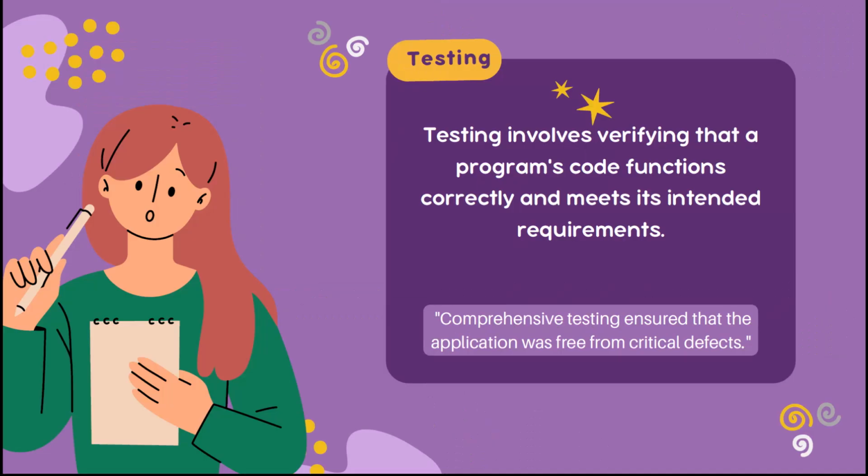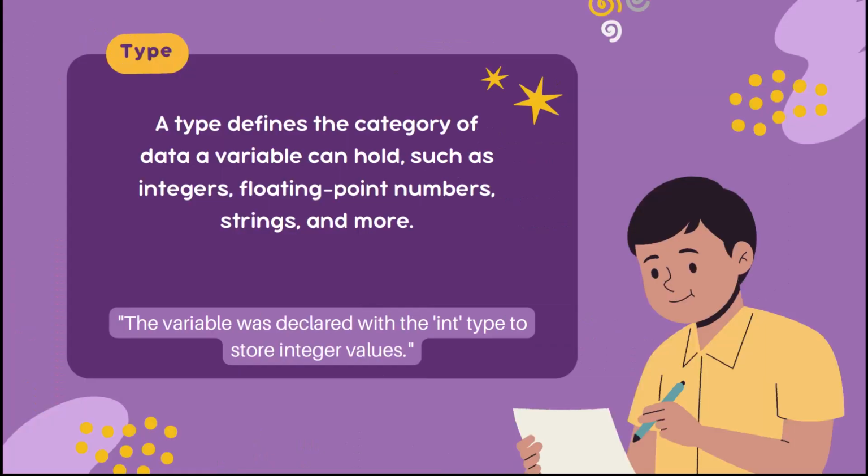Testing. Testing involves verifying that a program's code functions correctly and meets its intended requirements. Example: comprehensive testing ensured that the application was free from critical defects. Type. A type defines the category of data a variable can hold, such as integers, floating point numbers, strings, and more. Example: the variable was declared with the int type to store integer values.